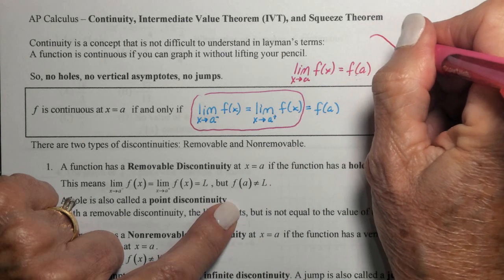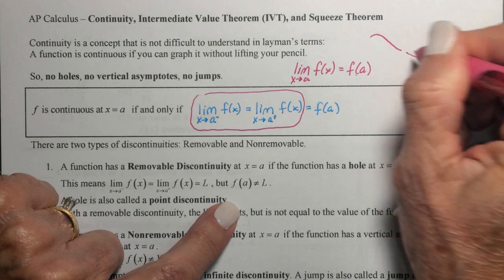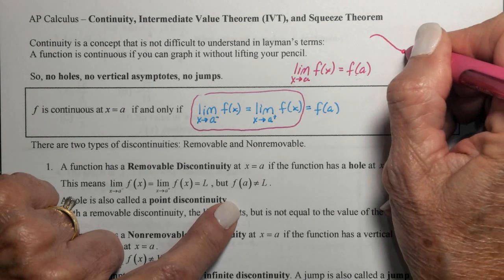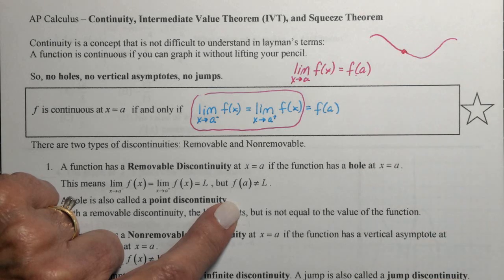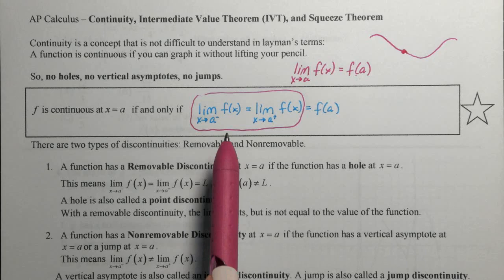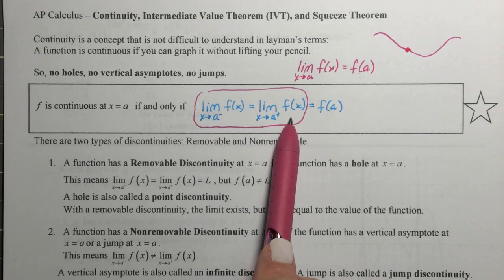The limit from the left is equal to the limit from the right, and the value of the function is right there as well. Okay? All right. That's the rigorous definition for continuity. So, anytime we are asked to prove or show that a function is continuous, we must do this.